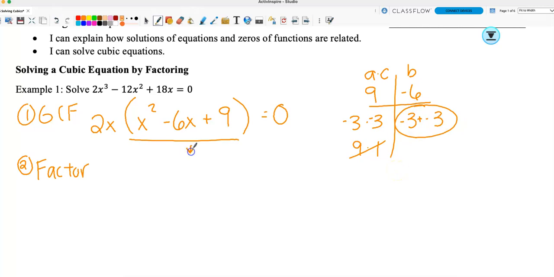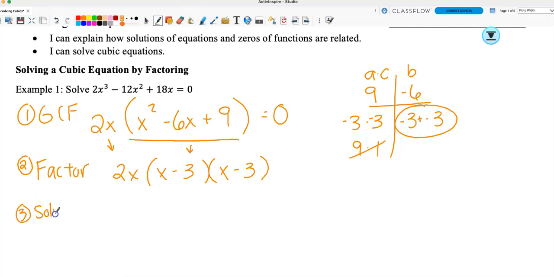Now, that will split up this quadratic into two parentheses. x minus 3 will go in one. x minus 3 will go in the other parenthesis. This 2x that you factored out just drops down. So you've officially factored this entire polynomial. And now we're going to solve.